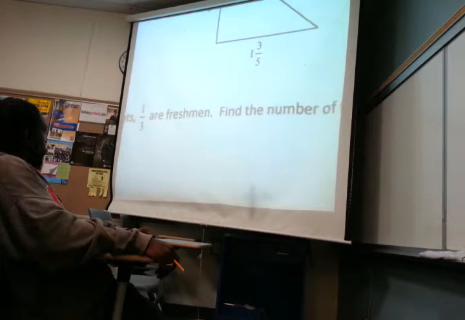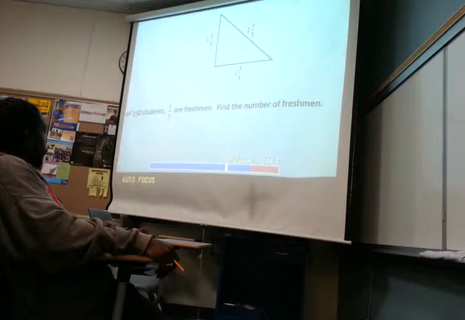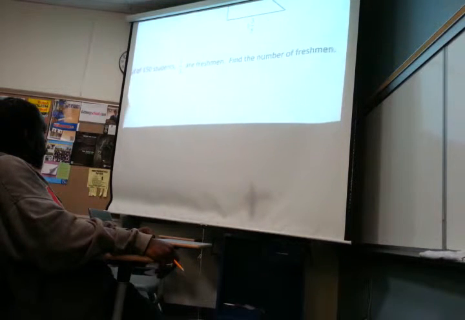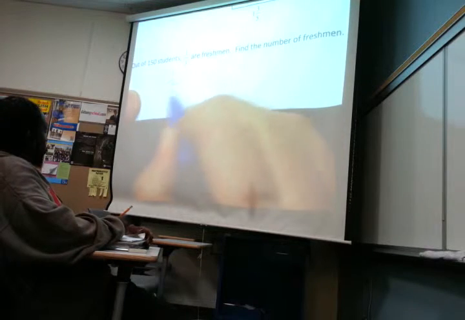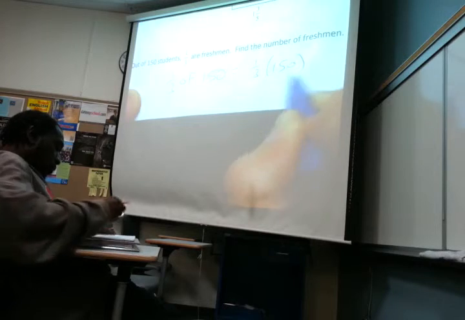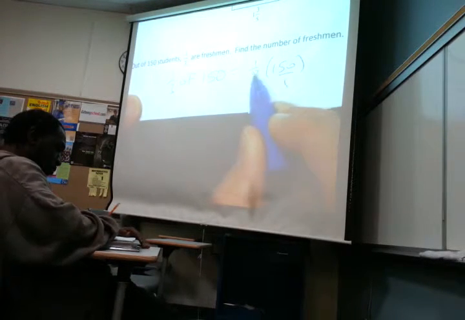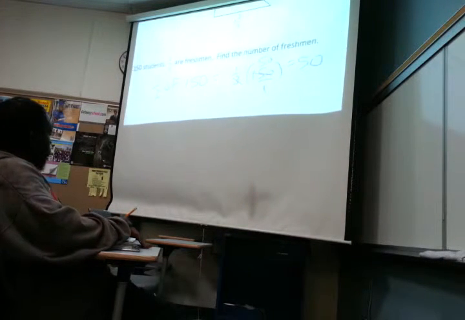Okay. I think the last problem on here was about freshmen. Out of 150 students, 1/3 are freshmen. Find the number of freshmen. 1/3 of? 150. Good. Of means times. Multiply. Put that over 1 if you want to. 3 goes into 150 50 times. So there must have been 50 freshmen.